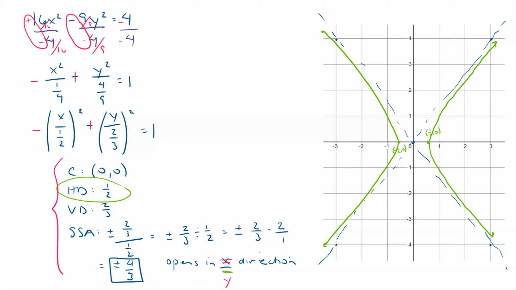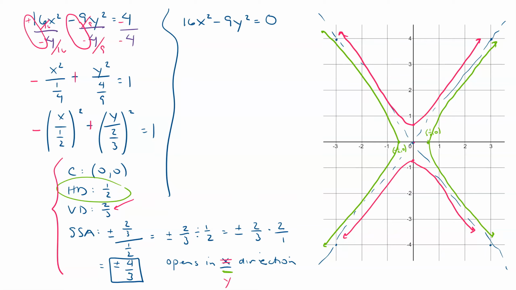Everything else stays the same, except it would open in the y direction. This problem would then have a center of 0, 0. It would have the same slant asymptotes, but we would grab the vertical displacement. We'd go up 2/3, down 2/3. We would label both of those points, and then sketch the branches of the hyperbola in the vertical orientation.